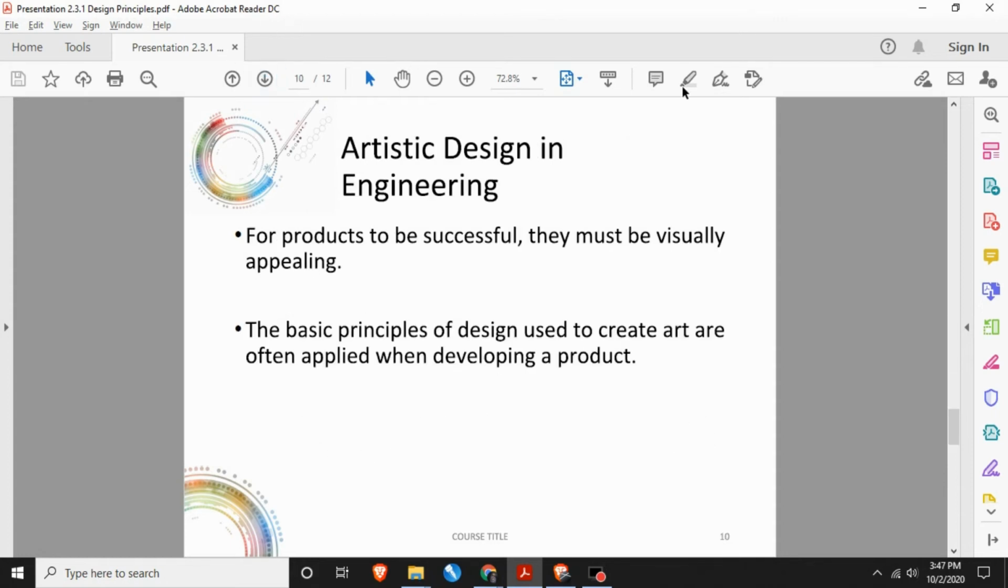You know, that's what we want here. Then we get to talk about the artistic design and engineering. So you've made it practical, now let's make it look good. For all products to be successful, they must be visually appealing.